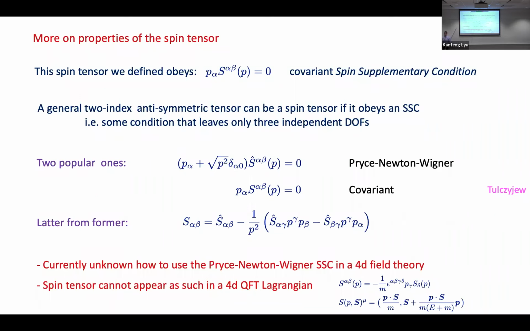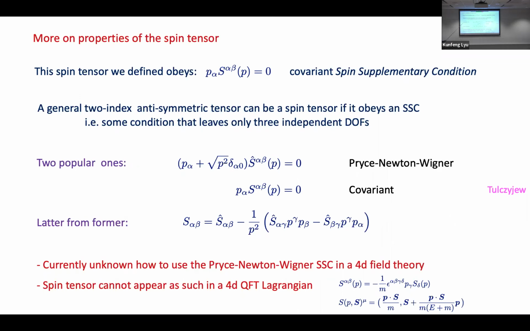Now, that's not a tragedy. One can, in fact, take an arbitrary two-index antisymmetric tensor, impose a constraint on it, and call it a spin tensor. This is known as the spin supplementary condition. This one happens to be one of the more popular ones. It's called the covariant spin supplementary condition. Guess what? Because it's covariant.